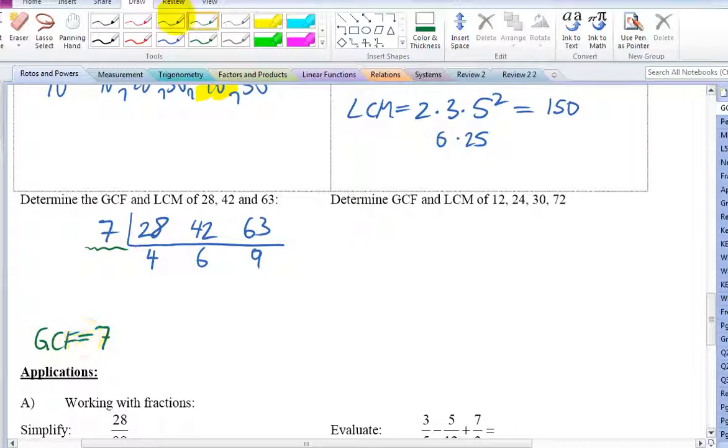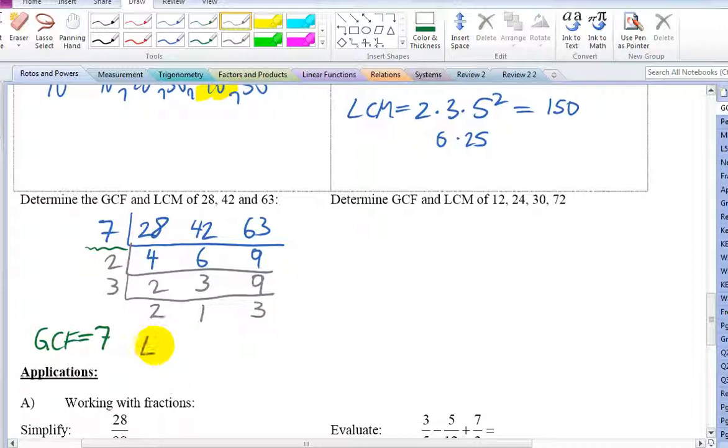Okay, so you can continue dividing. Divide by 2, and you get 2, 3. The 9 does not get divided, you just carry it down. That's a little different. Okay, if it doesn't get divided, you just carry it down. What else can we divide by now? 3. Okay, so this becomes 2 doesn't get divided, it carries down. This becomes a 1, and this becomes a 3.